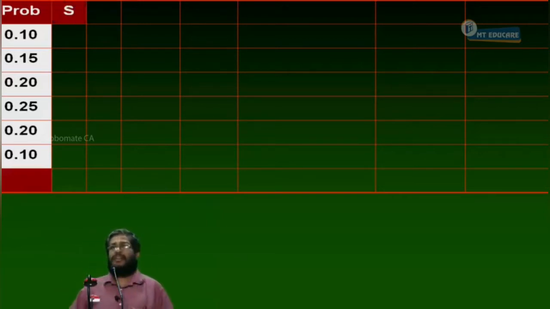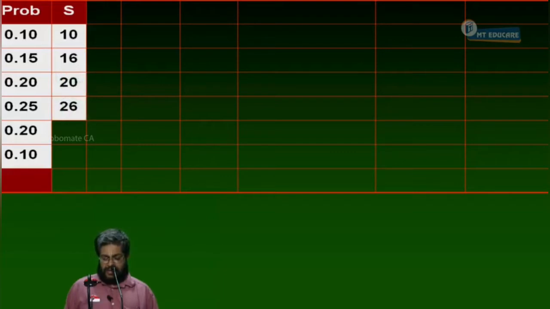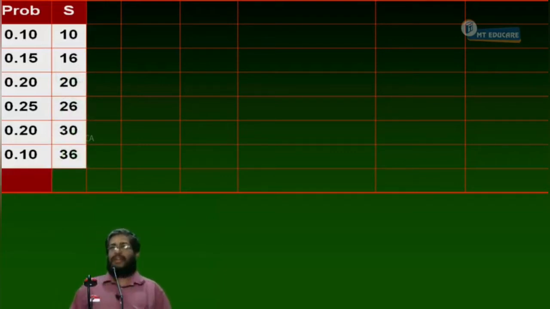The second term is the security. I call SFL share as yes. What is the expected return of yes for all these 6 scenarios? 10, 16, 20, 26, 30 and then 36. Okay, written or not?